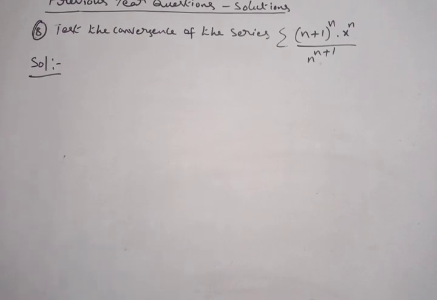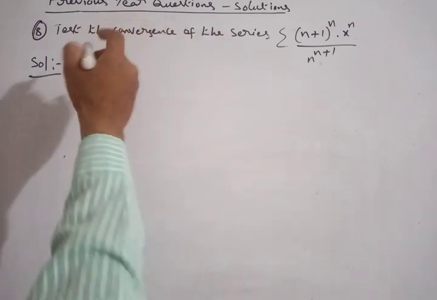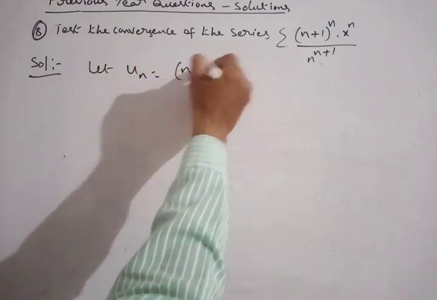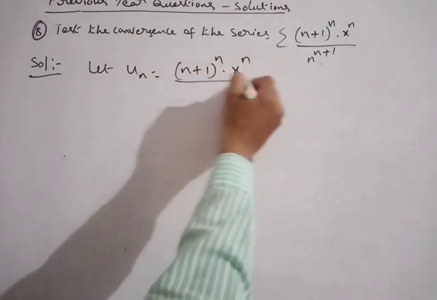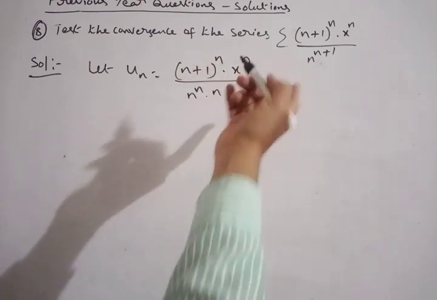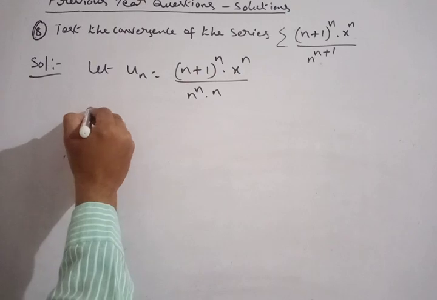Next problem, test the convergence of the series sigma (n plus 1) whole power n into x power n by n power n plus 1, 2009 problem. So what we have to do first, let un is equal to (n plus 1) whole power n into x power n by n power n into n, I am writing, right? So whole power n is there, take Cauchy's nth root test.